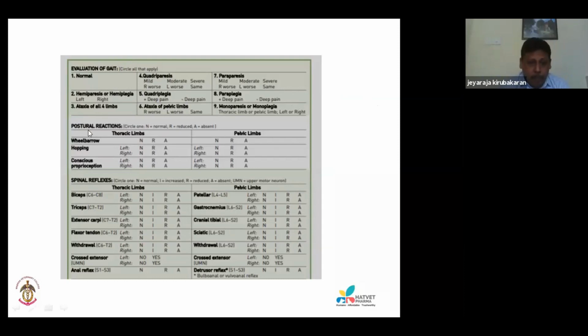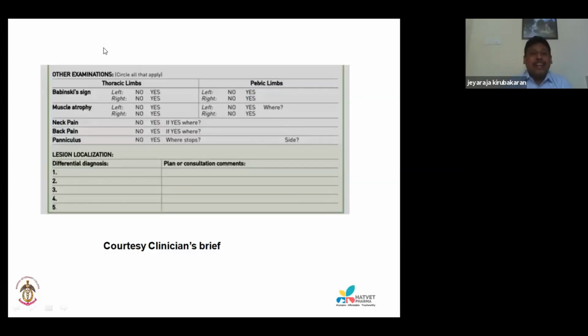Then you do postural reactions of wheelbarrowing, hopping, conscious proprioception in both forelimbs and hind limbs. Then you do all your spinal reflexes here. Then you do the other additional examinations.